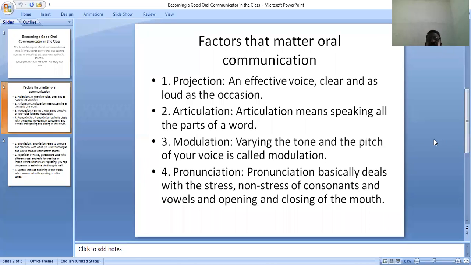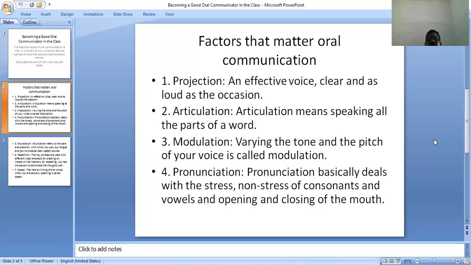That means he would not speak some of the parts of the word. See, Bhimavaram, he would not speak all parts of the word. He speaks only Bhimavaram, like that. So in this way, articulation is important in oral communication.